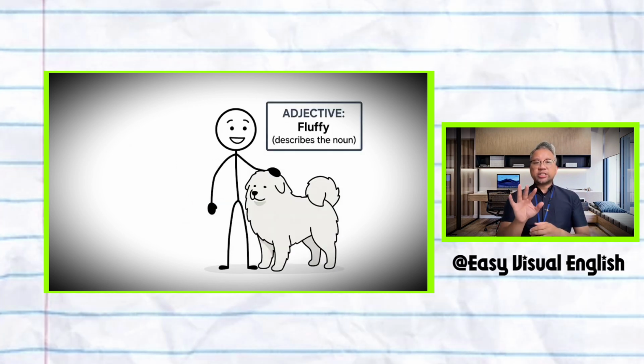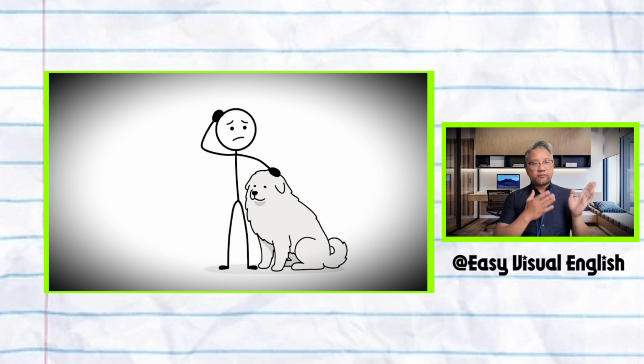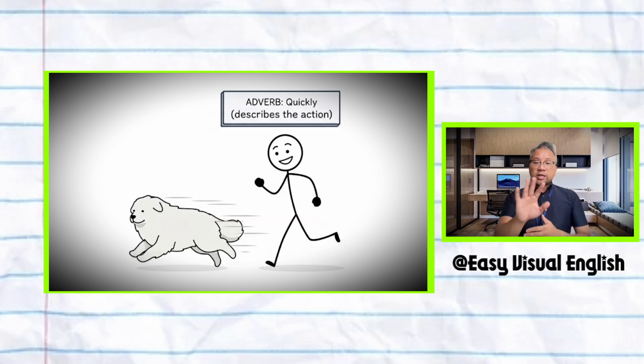Let's start with adjectives. Simply put, adjectives describe nouns. They give us more information about a person, place, or thing. For example, look at this dog. Fluffy is an adjective. It tells us what kind of dog it is. The fluffy dog. Now, what about adverbs?